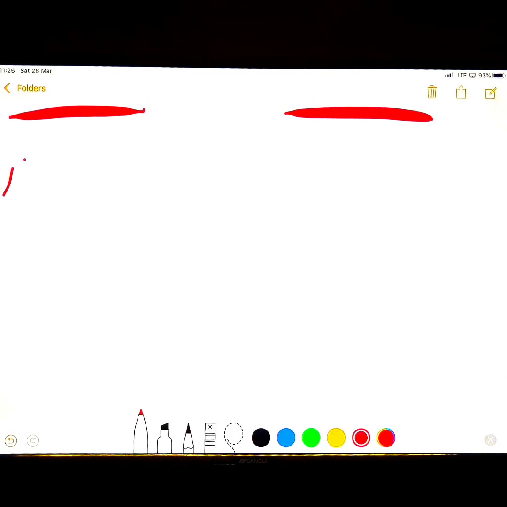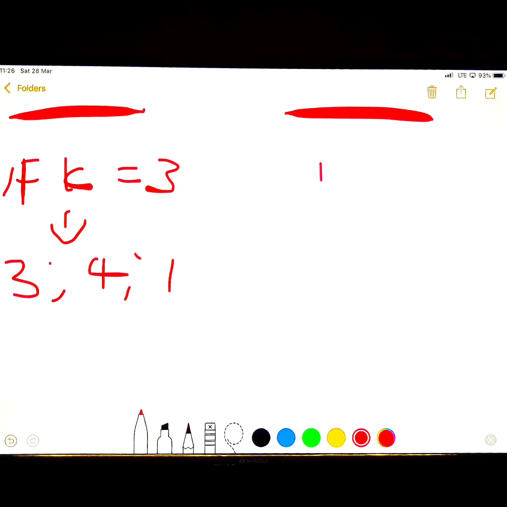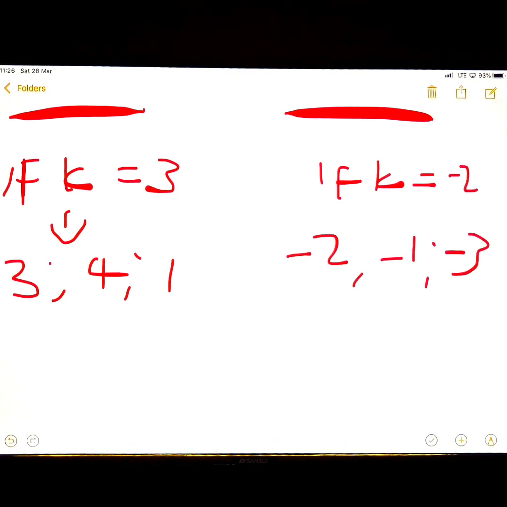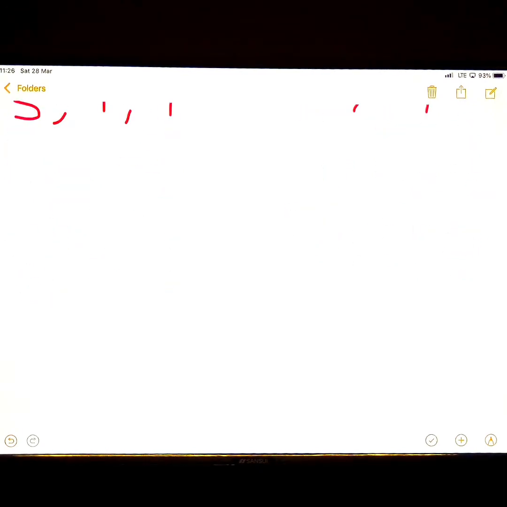So if k is equal to 3, our sequence is going to be 3, 4, 1. And if k is equal to negative 2, our sequence is going to be negative 2, negative 1, and negative 3. Okay, so I think we're just done with that. We are done with arithmetic and geometric. The last one that we have is a quadratic.